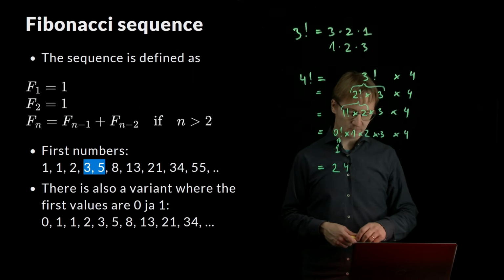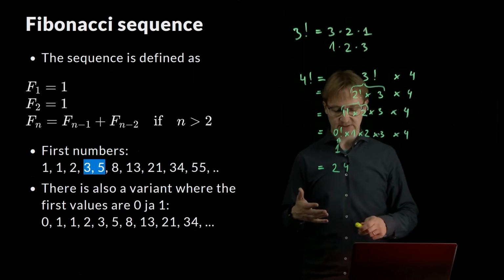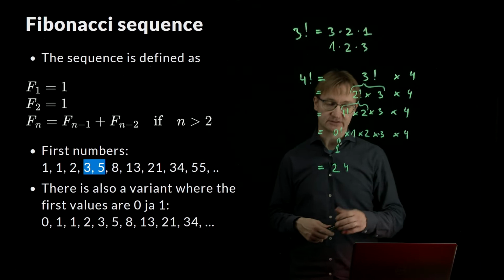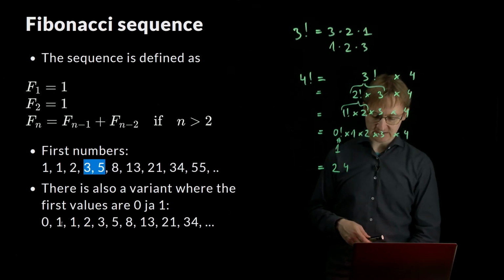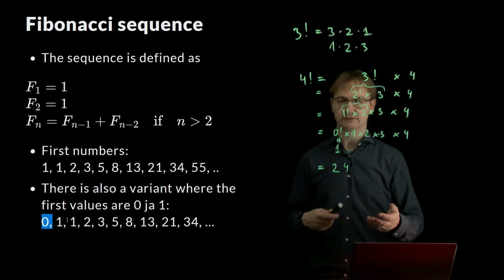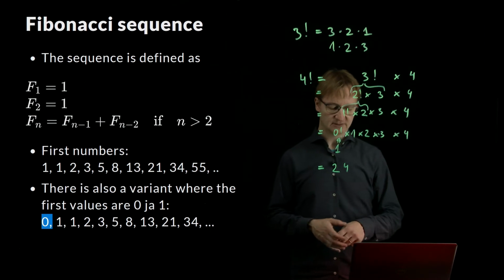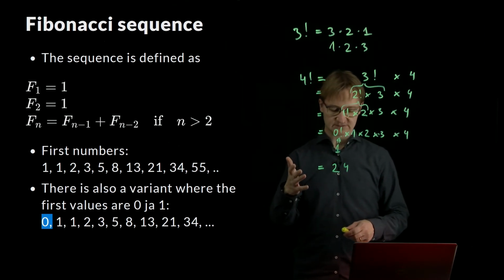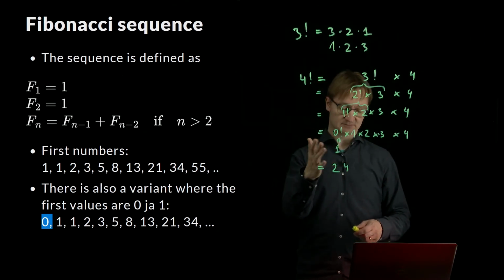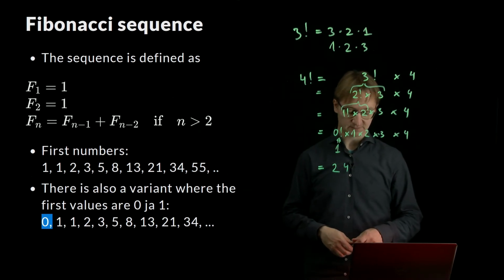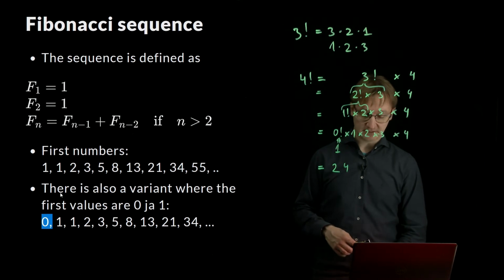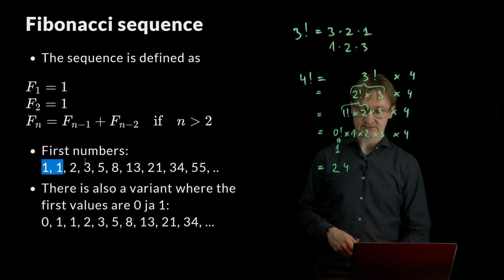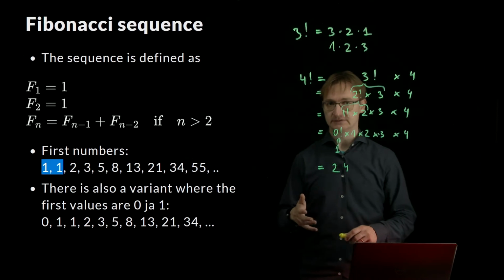There is also a variant of this sequence where the first 2 values are 0 and 1. Basically the numbers are the same, but it starts with 0. From there on the sequence is the same, just the elements are shifted by 1 element. But mainly it's defined so that the first 2 elements are 1 and 1.